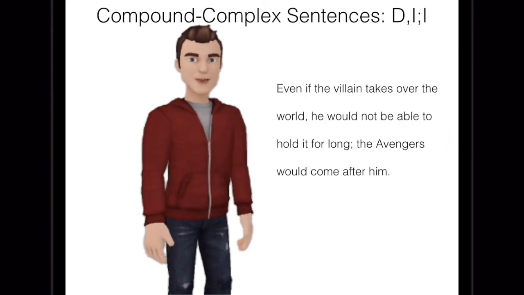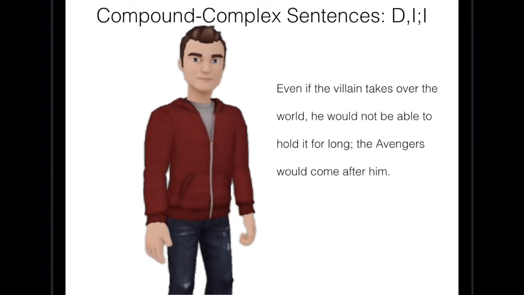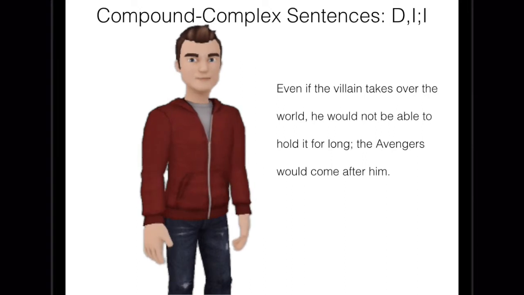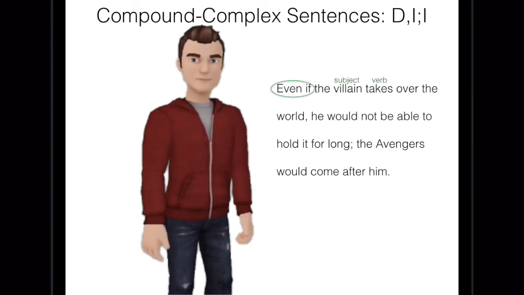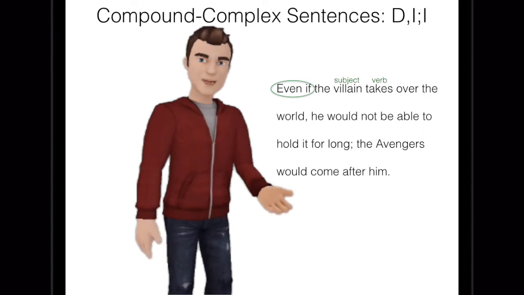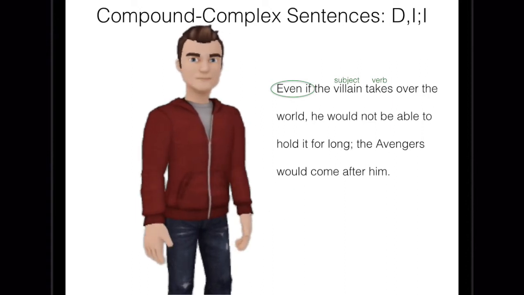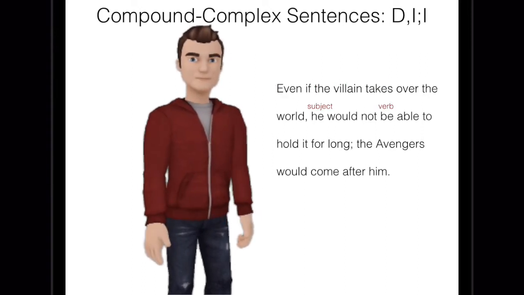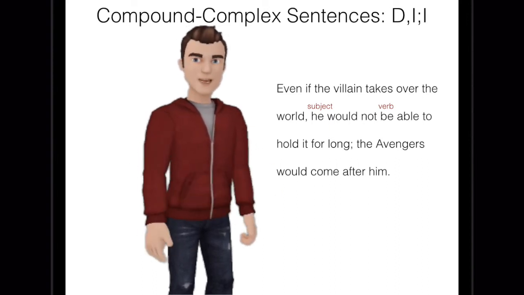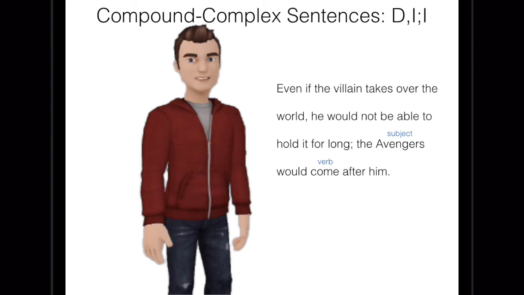Next type, we have a D, I, semicolon I. So in this one, we start off with a dependent clause, and when we start off with the dependent clause, we have a comma after that. So we have even if villain takes. Then we have the comma, then the independent clause, he would be. Then we have a semicolon, and then we have Avengers would come as the verb.